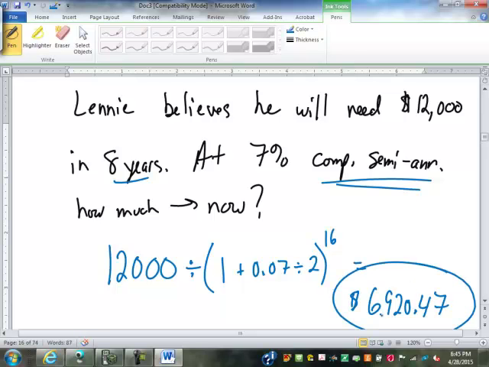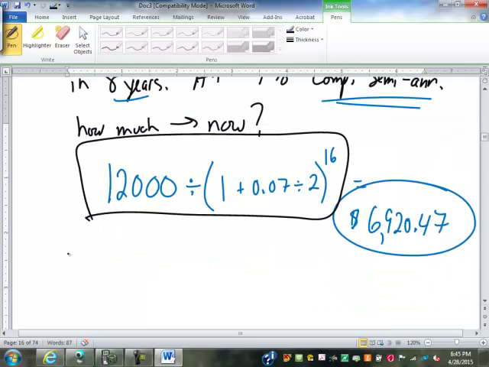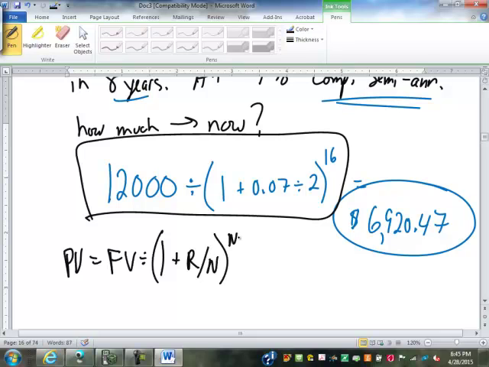There it is. What do y'all think? What was the formula for that? Present value equals future value divided by, parentheses, 1 plus r over n, to the power of n times t. Is that our compound? Yep, present value compound interest, yep. Okay.